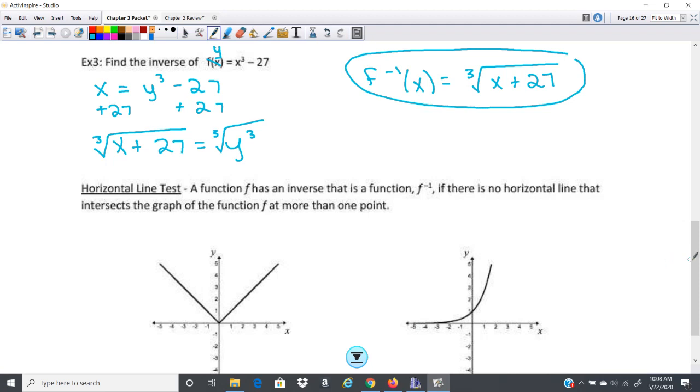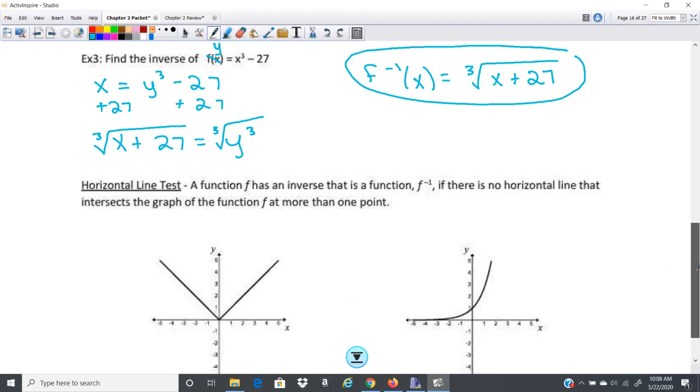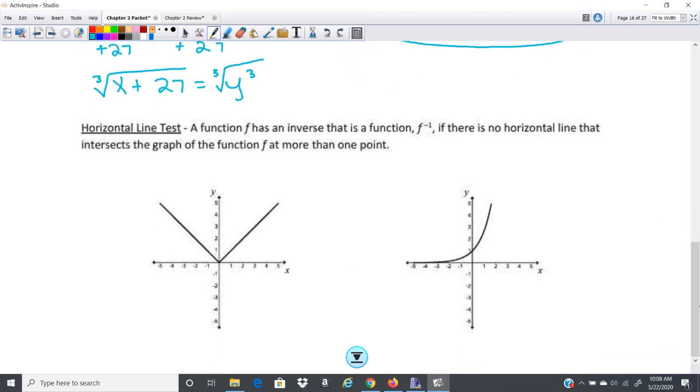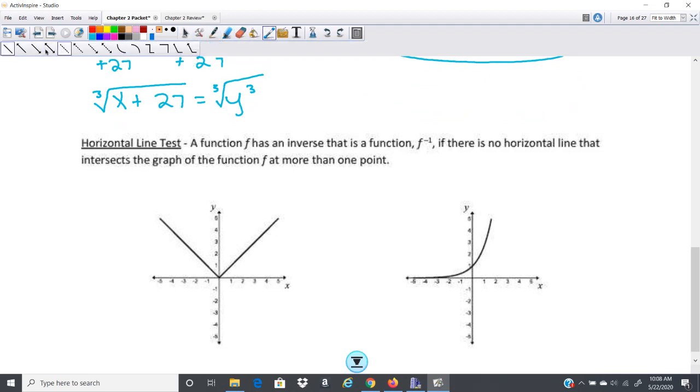All right, so let's take a look at the horizontal line test. Just like the vertical line test tells us if we have a function, the horizontal line test is going to tell us if the graph has an inverse. If I can draw a horizontal line through the graph and it intersects more than once, then that means we are not going to have an inverse. So if I take this graph and I go like this, I intersect this 2 times, so this would not have an inverse.